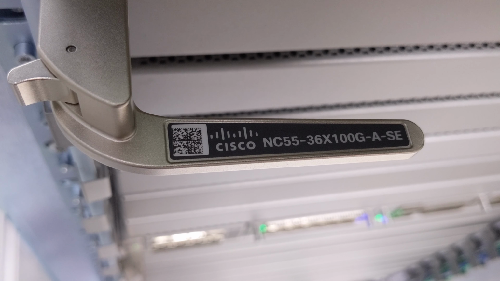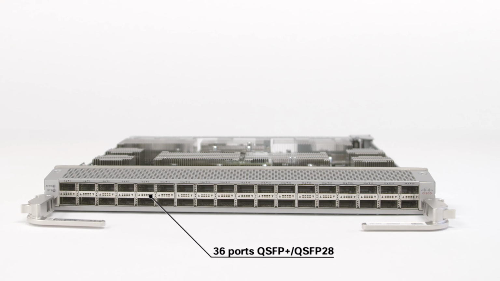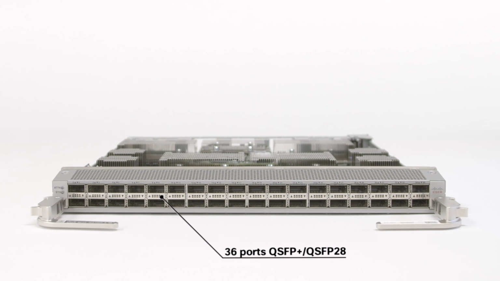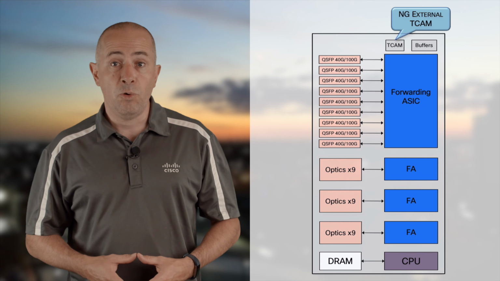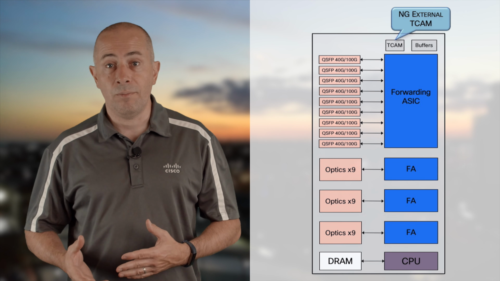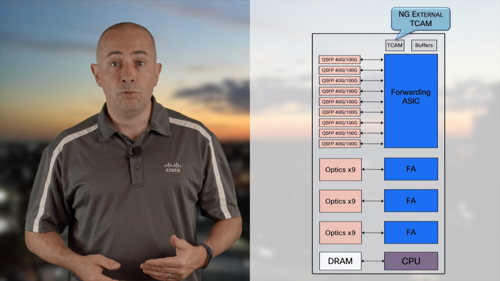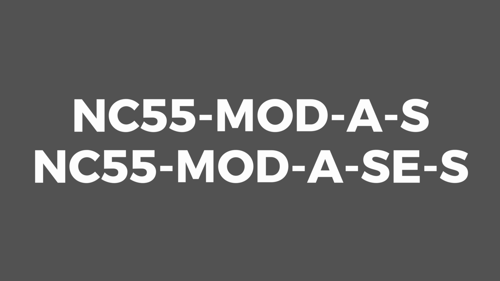Then the first Jericho Plus line cards have been introduced. 36 ports QSFP with extended scale. Since a Jericho Plus ASIC can forward 400 gigabit per second, we only need 4 of them for the same port density, and we have now more room for external TCAM. Also, we can use a second generation for eTCAM that extends the routing scale to more than 4 million prefixes v4.